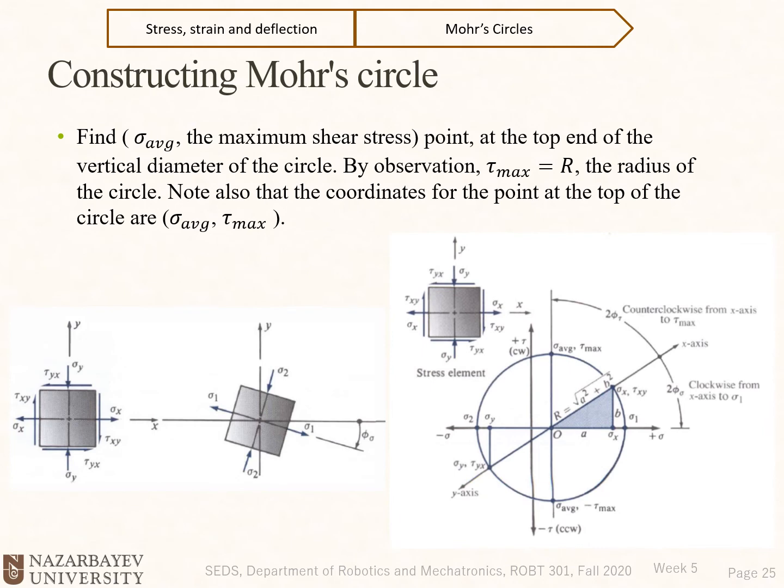Now we can find sigma average and the maximum shear stress point. The point of sigma average, tau max is at the top end of the vertical diameter of the circle. By observation, tau max is equal to R, the radius of the circle. Note also that the coordinates for the point at the top of the circle are sigma average, tau max.